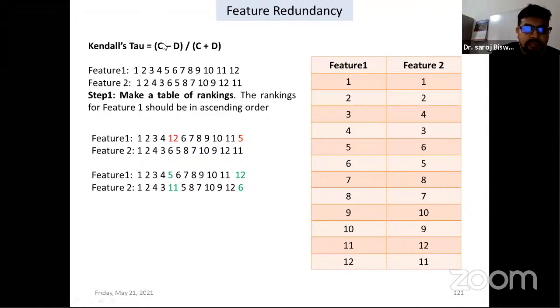Here we have what is called concordant and what is called discordant. So our objective is to find the concordant and the discordant pairs: concordant minus discordant, divided by concordant plus discordant. Using this formula, we can solve the problem.